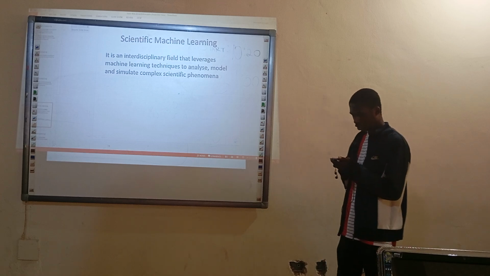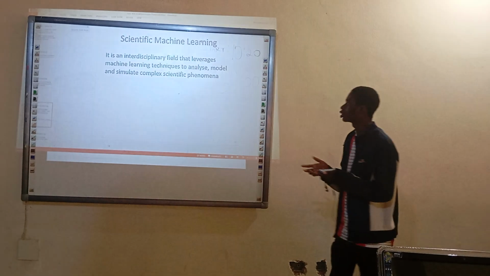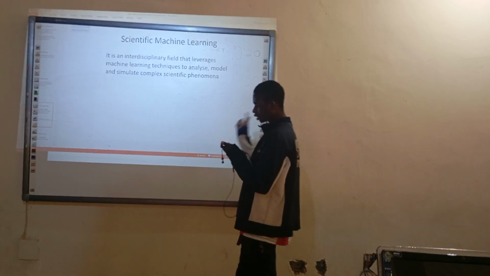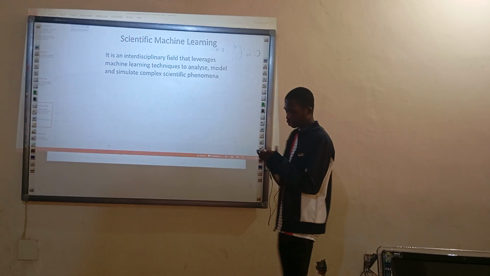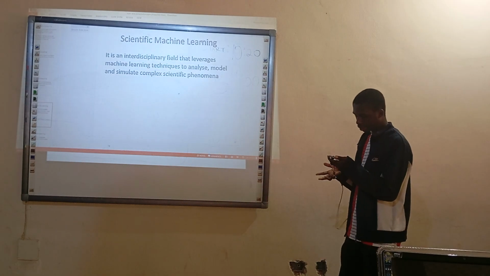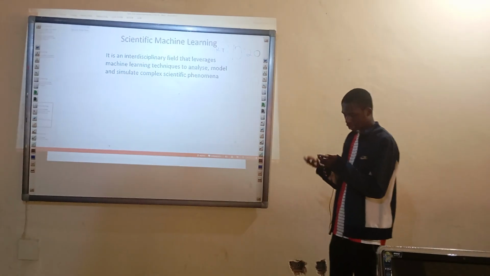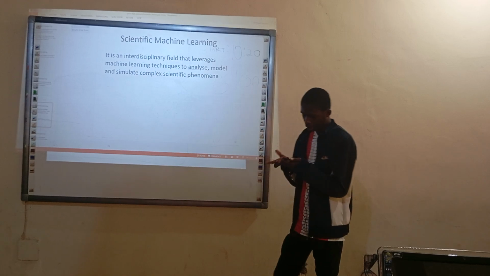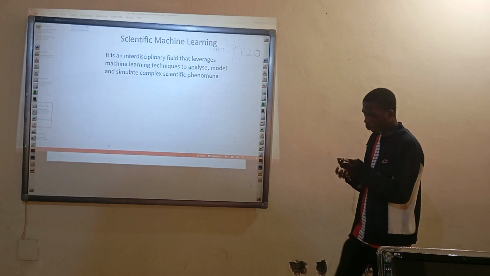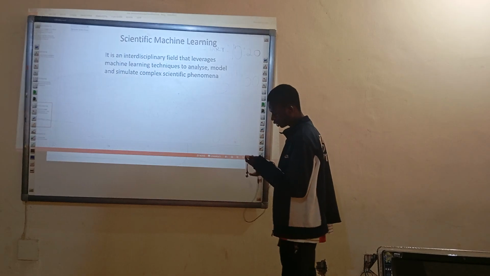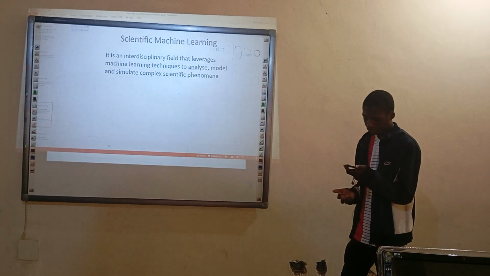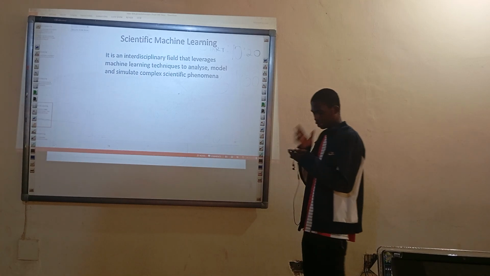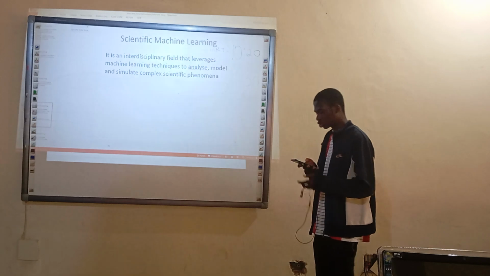Key characteristics of this particular definition I'm talking about. Interdisciplinary, that is, it combines machine learning, scientific computing, and domain-specific knowledge together. Complex systems: it focuses on complex, non-linear systems with high-dimensional data. Physics-informed: SciML incorporates physical laws, constraints, and domain expertise into ML models. High-performance computing also requires large-scale simulation, parallel computing, and optimized algorithms.